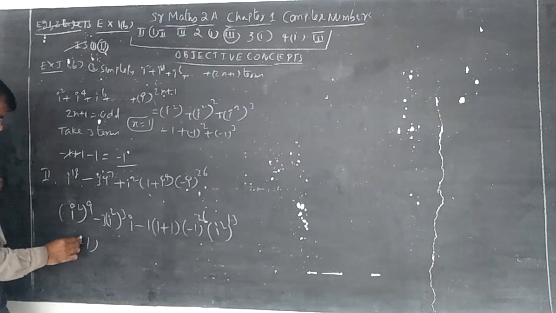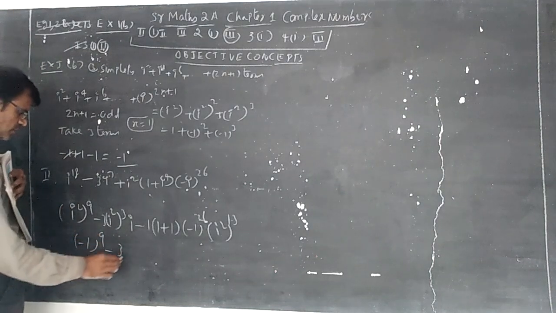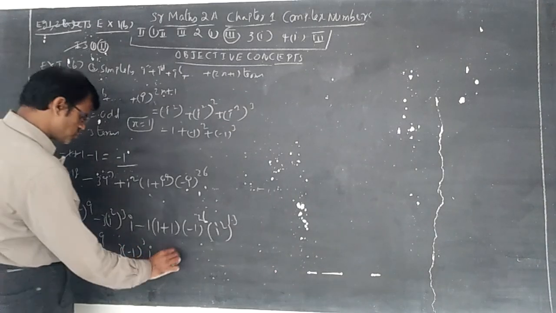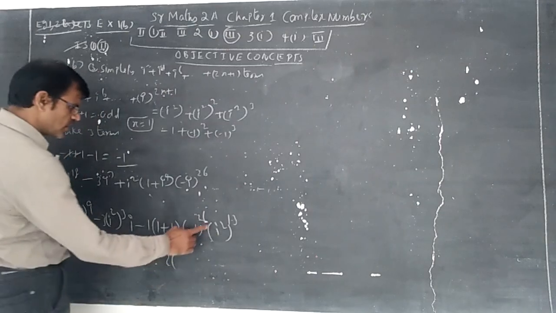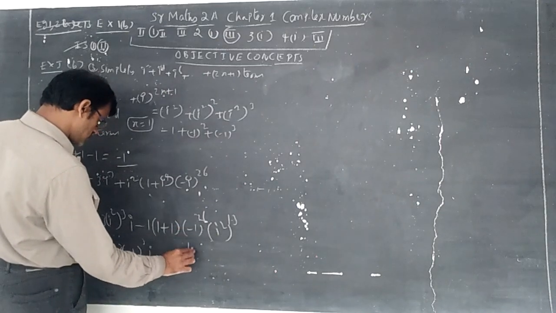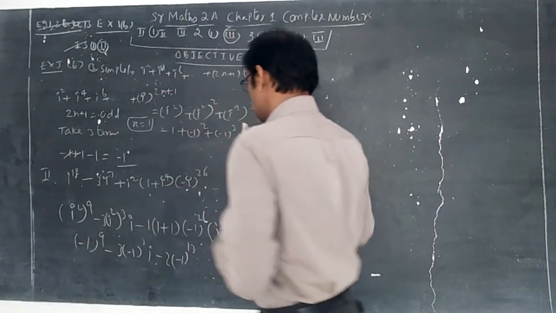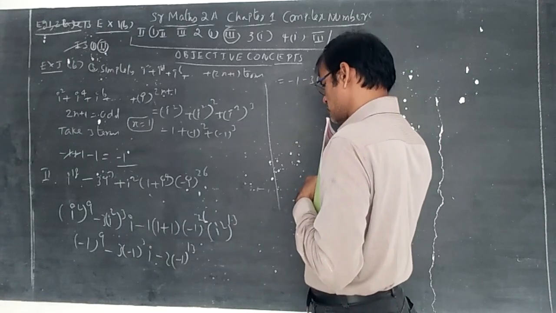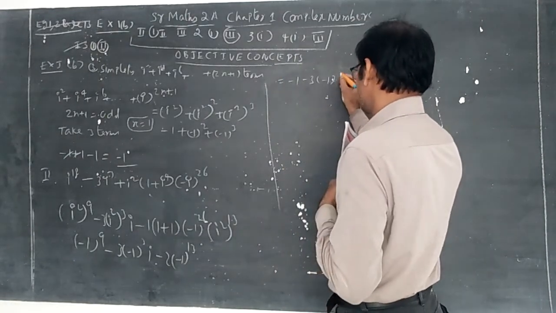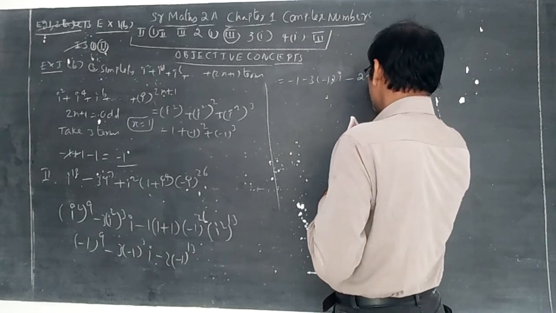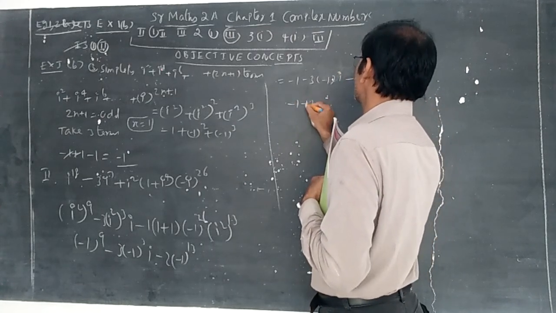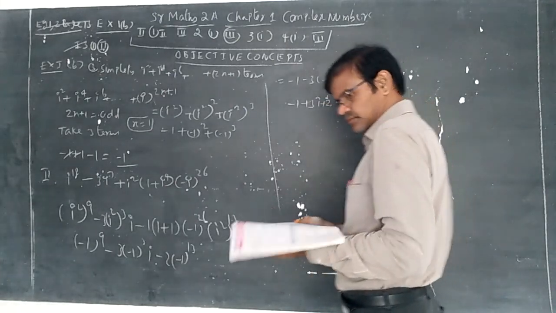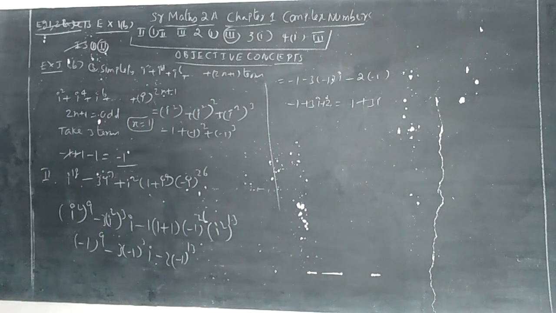(i square) means (minus 1) whole power 9 into 3 into this is (minus 1) whole cube into i, this is minus 2 into (minus 1) whole power 26 is 1. (i square) means (minus 1) whole power 13 means minus 1. So that is equal to (minus 1) whole power 9 becomes minus 1, minus 3 into minus 1 into i, minus 2 into minus 1. This is minus 1 plus 3i plus 2. So 1 plus 3i. 1 plus 3i is the answer.